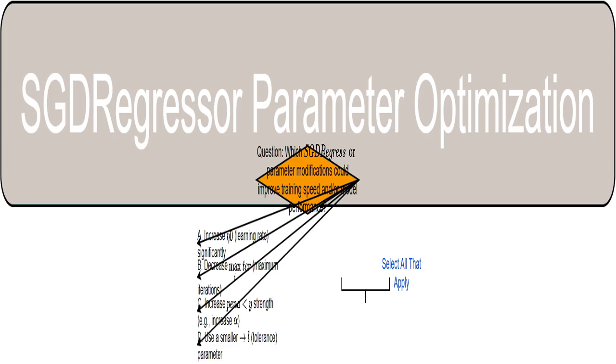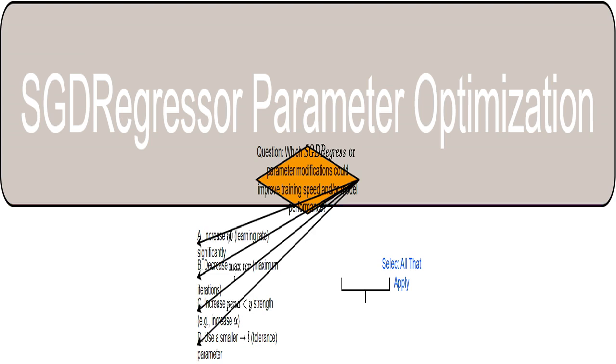The learning rate, eta0, determines how big a step the algorithm takes when adjusting the model's parameters during each training iteration. A larger learning rate can speed up the process but might cause the algorithm to overshoot and miss the best solution, or even fail to converge. It's a delicate balance. It's like trying to walk across a tightrope.